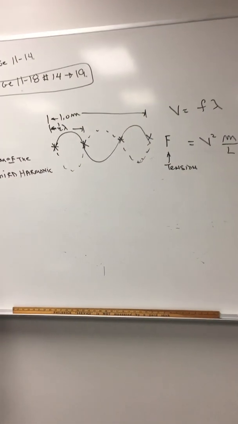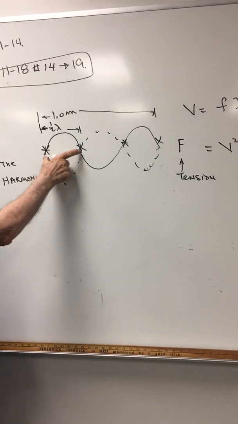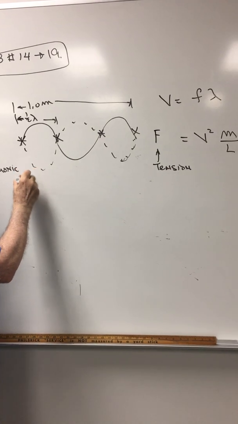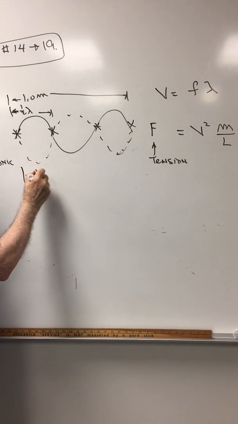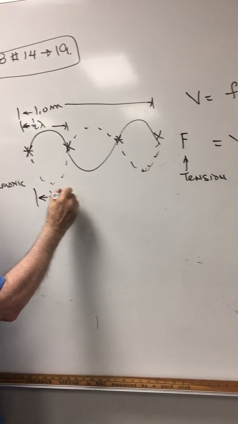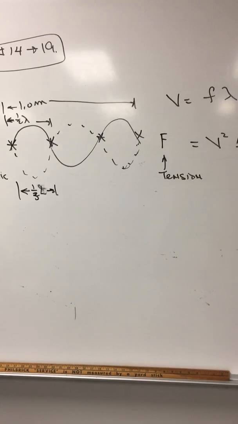So what's the distance between the nodal points? Well, this is 1/3 the length of the string, another third, and another third. So this distance right here is going to be equal to 1/3 the length of the string. And that's the distance between two nodal points.